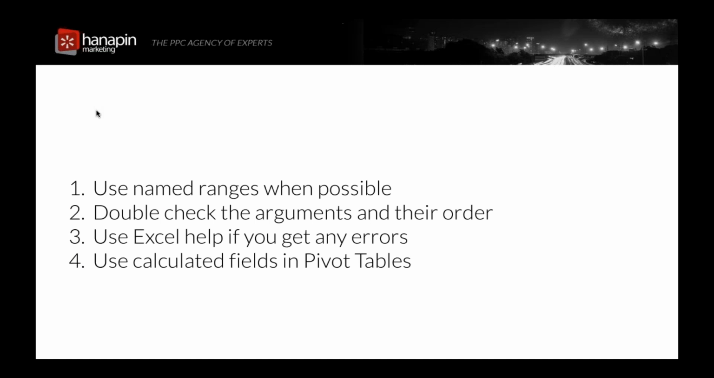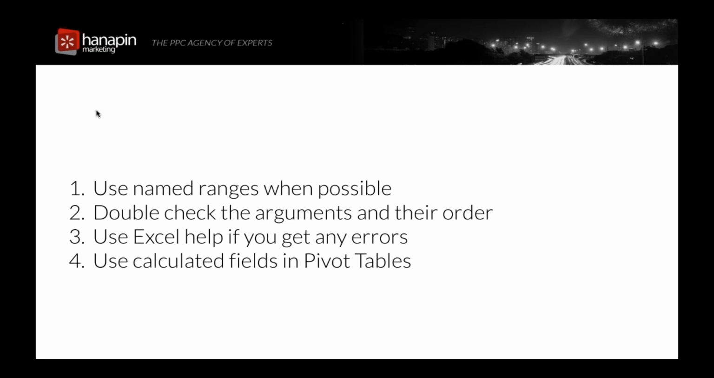For our key takeaways, we'll keep it short and sweet. One, use those named ranges whenever possible. They will make your life 1000% easier. Also, when you're sharing your workbooks with coworkers, clients, or colleagues, it's much easier to understand what the formulas are doing when you're using named ranges. So use them. Two, double check your arguments and their order. Whenever I get errors in Excel, my first step is to go back and double check the formula. Am I referencing the right things? Do I have the order right? I can't tell you how many times I've messed up the order and had to redo it.